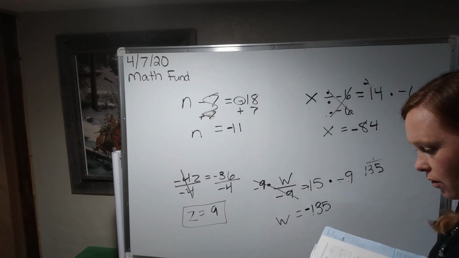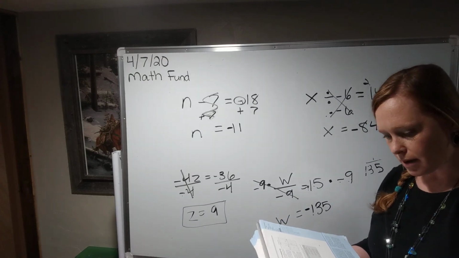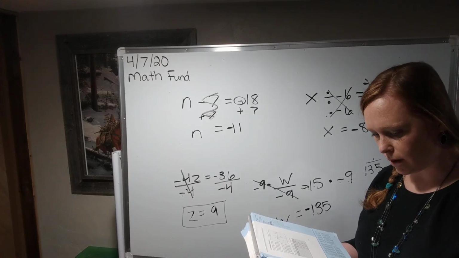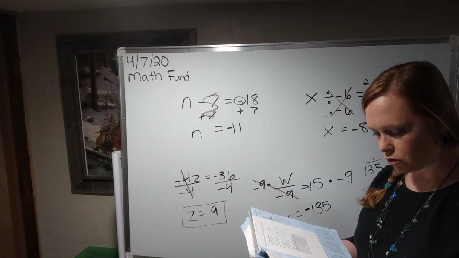Okay, so I'm going to let you go ahead and get started and see how you do on these. Make sure you ask for help via Marco Polo. You can take a picture of the problem that you're struggling with as well. I'd like for you to do numbers 1 through 26.